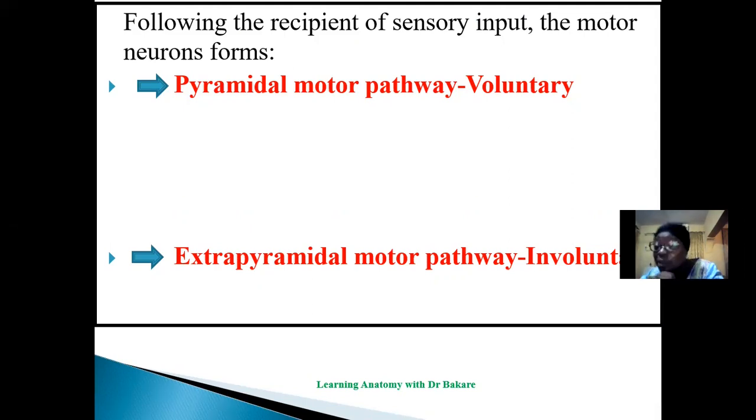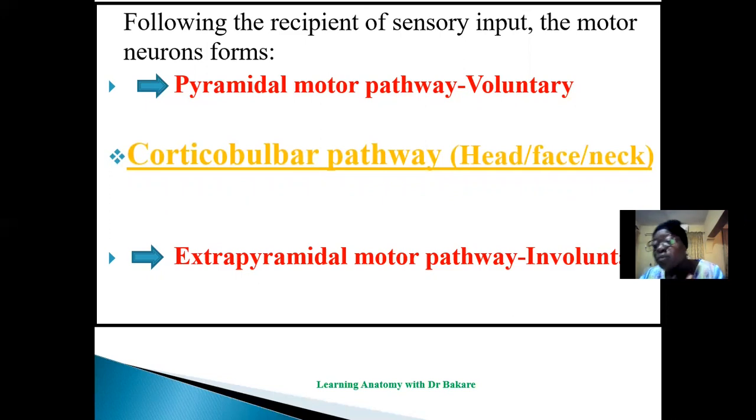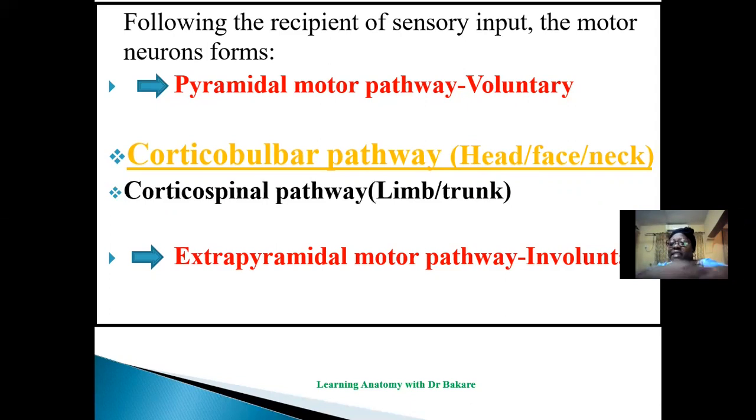For the pyramidal motor pathway, it can be divided into two based on the regions of the body where these actions are executed. The first one is the corticobulbar pathway, which is restricted to the head region. Any voluntary motor action that is executed in the head region will go through the corticobulbar pathway. But if it is within the limbs and the trunk, it will go through the corticospinal pathway. And of course, we have the extrapyramidal pathway that is involved in involuntary muscle action.